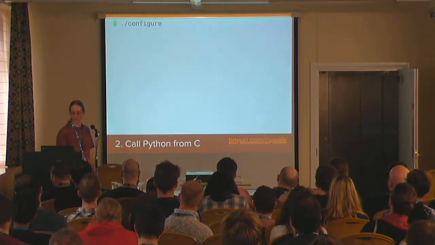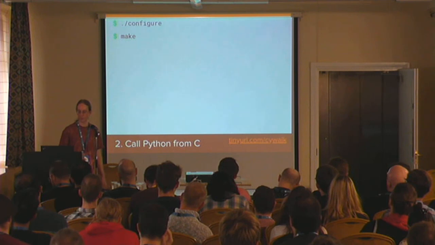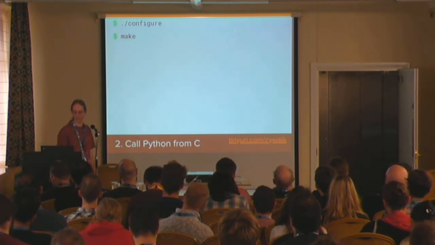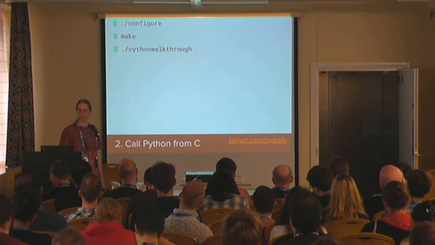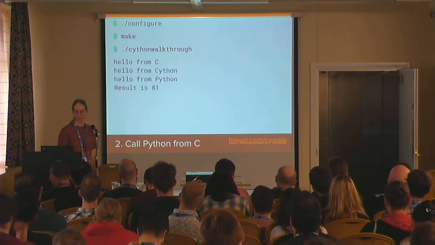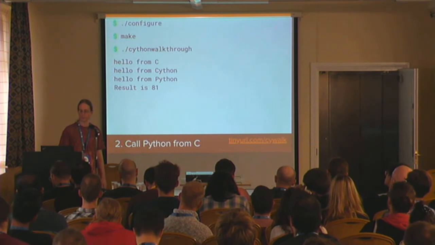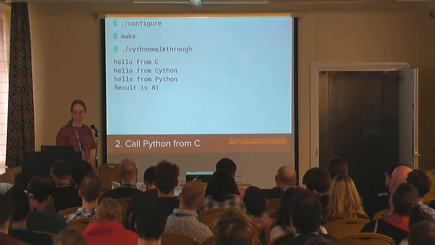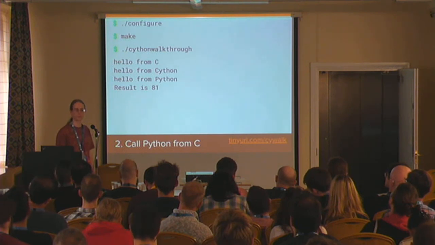So configure and make. Again, those are in the code repository if you want to have a look at them. They're not too tricky. Call Cython walkthrough, and we get the output hello from C. Then it goes up to Cython, hello from Cython. Then it goes up to Python, hello from Python, and then back down with the result and gets printed out.